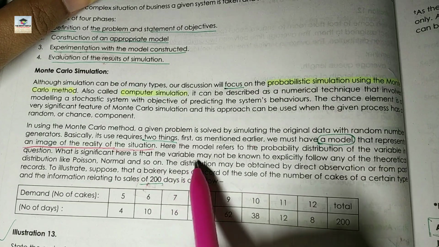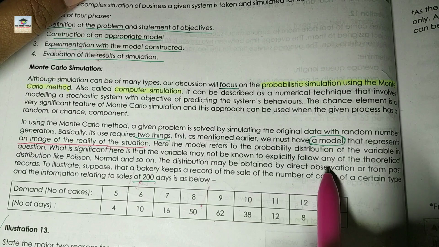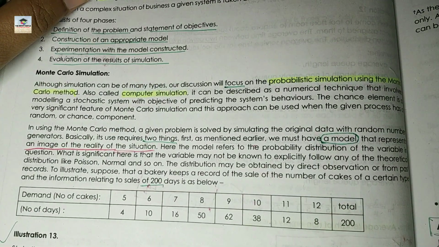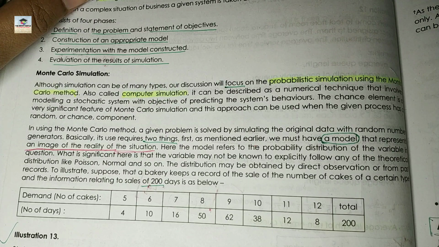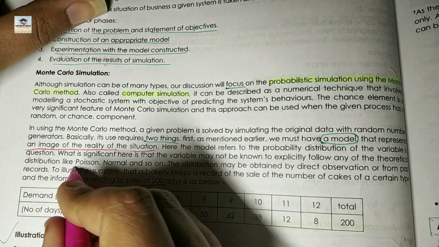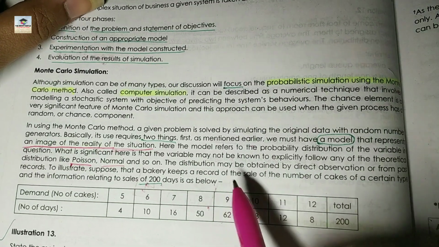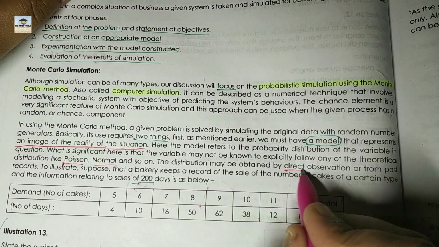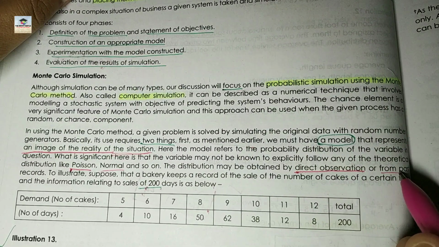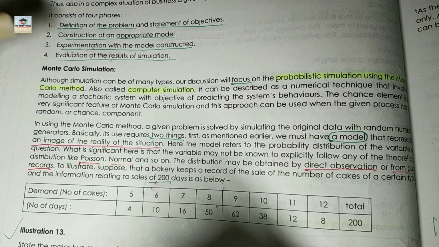What is significant here is the variable may not be known to explicitly follow any of the theoretical distributions, right? So here it is saying that whatever variables are there, they may not follow all the theoretical aspects or theoretical distributions, like the Poisson distribution or the normal distribution, right? So the distribution may be obtained by direct observation or from past records. So you have two methods: the first one is direct observation and the second one is past records, right?